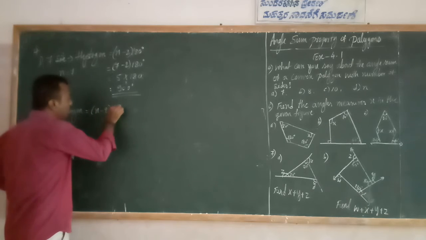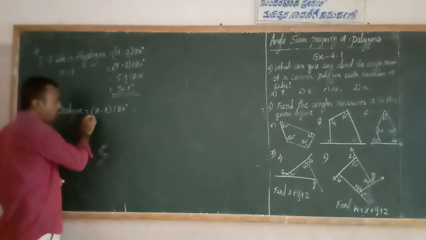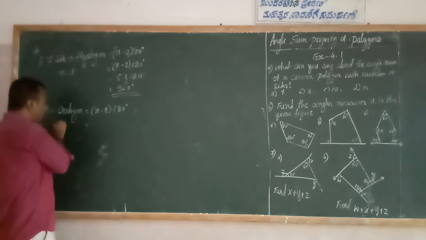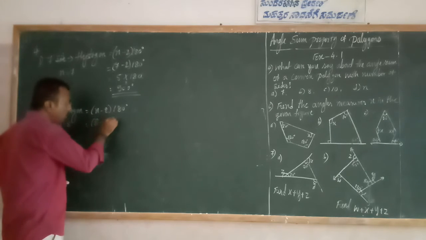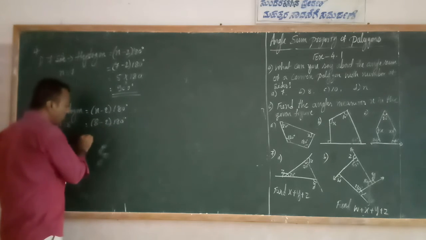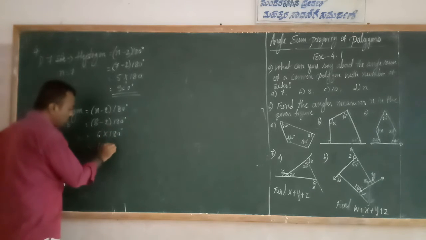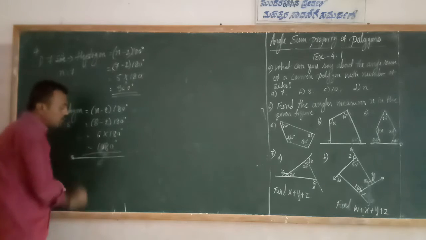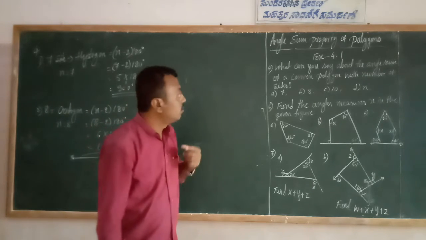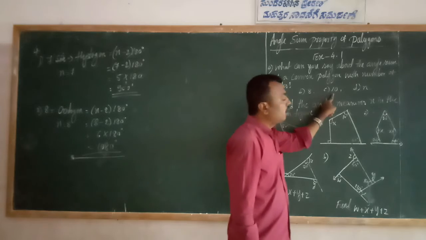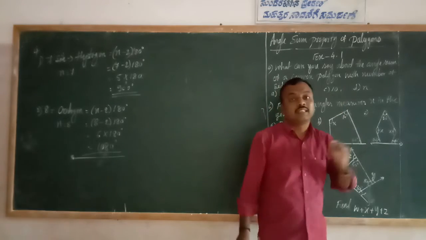n minus 2, into 180. One more time I put the formula. Here n is equal to how much? 8. So 8 minus 2, into 180. 8 minus 2 is nothing but 6. 6 into 180, 180 times 6 is 1080. So therefore 1080 degrees. So like that, students, a 10-sided polygon we call a decagon.